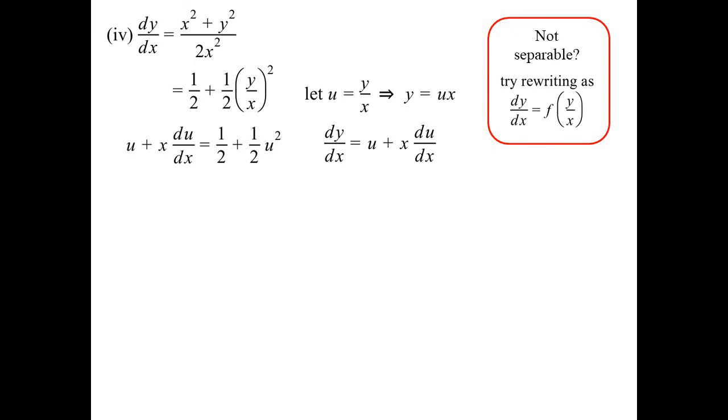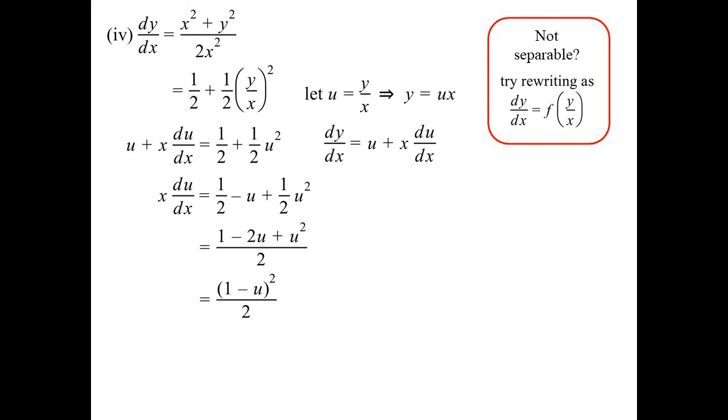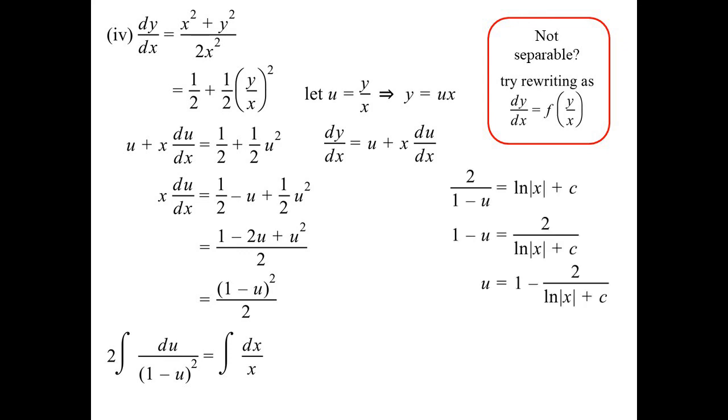u plus x du dx is equal to a half plus a half u squared. That I can rearrange, and I get that x du dx is 1 minus u squared over 2. But now I can separate those variables. And I get 2 lots the integral of du on 1 minus u squared is the integral of dx on x. Okay, integrate those. I've got 2 on 1 minus u is the log of the absolute value of x plus a constant. I've rearranged that and made u the subject.